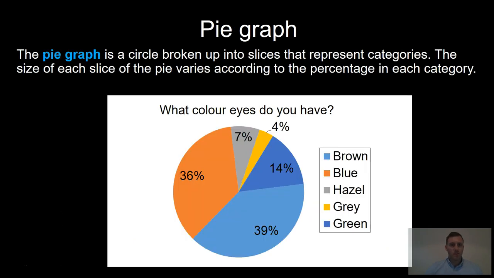A pie graph is a circle broken up into slices that represent categories. The size of each slice of pie varies according to the percentage of the category. In this case, it's important to note that we're using the percentage of each category. So the size of each piece of the pie varies according to the percentage. So we're using the percentage column in our percentage frequency table.